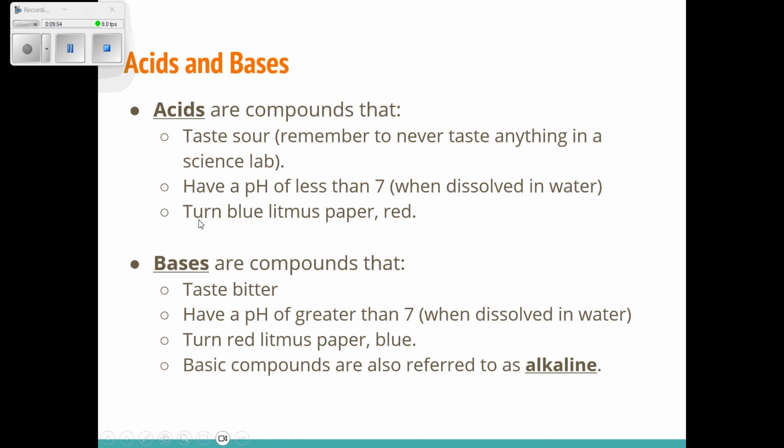So then there's also this test that I will hopefully have time to show you in class, but we are running out of time, which is a litmus paper test. So litmus paper is just a piece of paper, and if you put it in an acid, it will turn red. Bases are mainly the opposite of that. They taste bitter. They have a pH greater than 7, so 7 to 14. They turn litmus paper blue, and sometimes they're going to be referred to as alkaline.